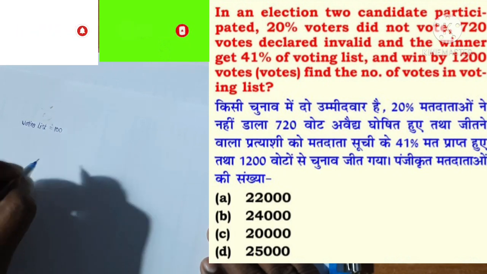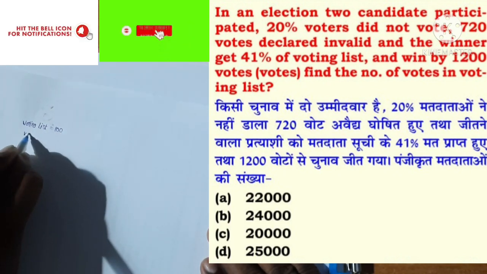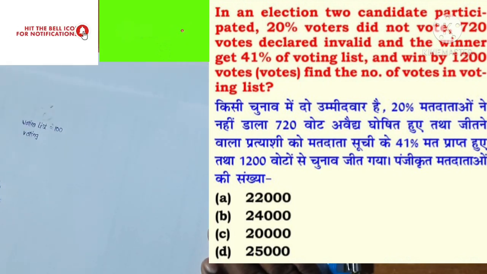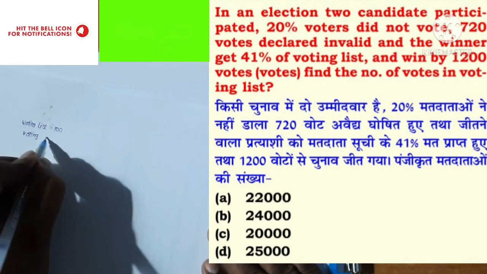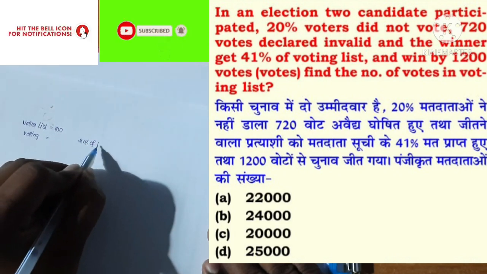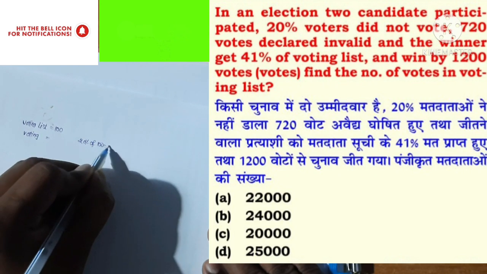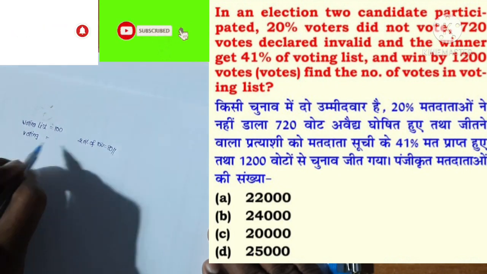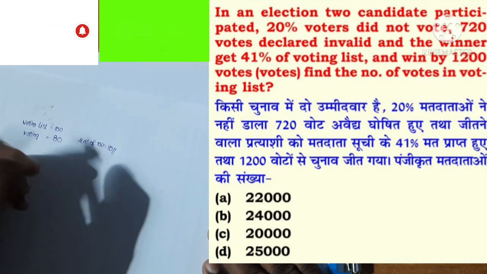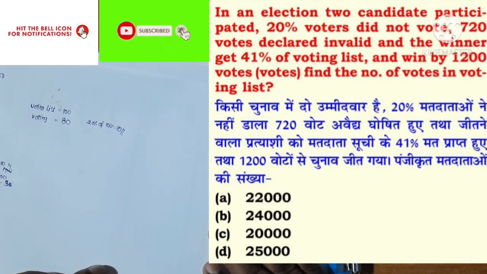equal to 100. So 20% of voters did not vote, which means 20% of 100, so the value is 20. So voting is 100 minus 20, so the value is 80. 720 votes are declared as invalid.